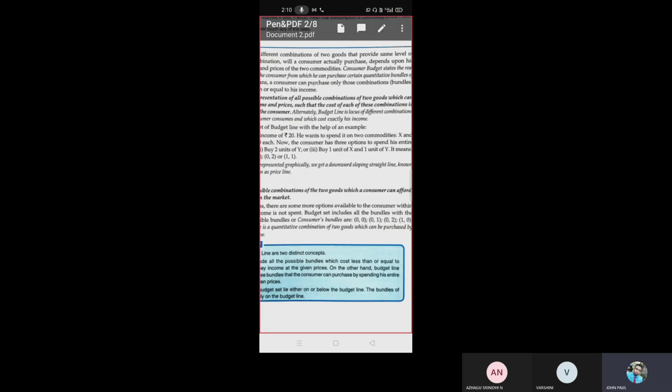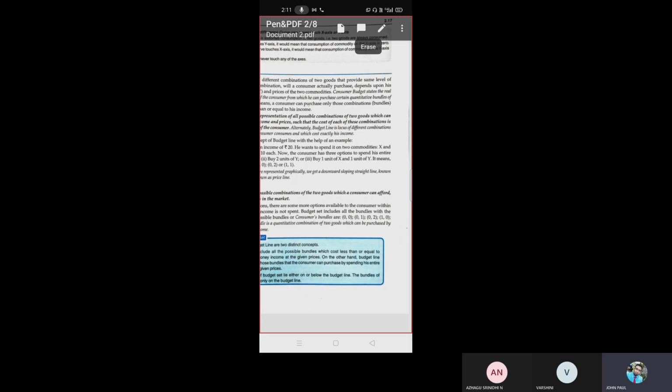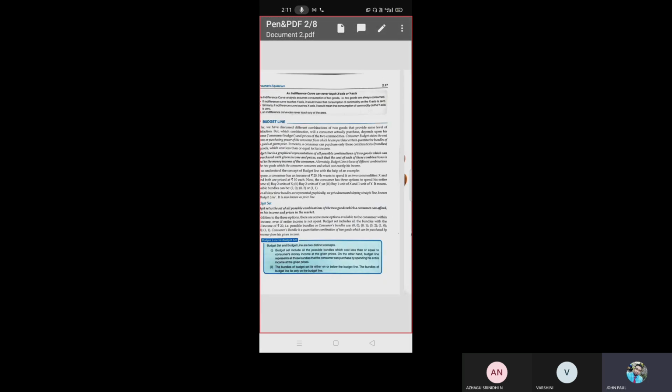So what is the budget line? It is what a consumer can buy of a particular commodity, given his income and the price of the commodity; within that he will plan the expenditure. And what is the budget set? All the possible combinations where a consumer can buy two commodities. That we call a budget set.